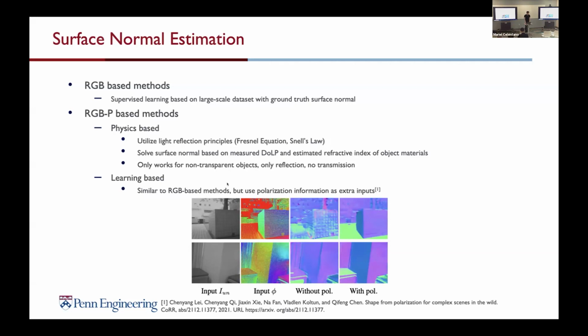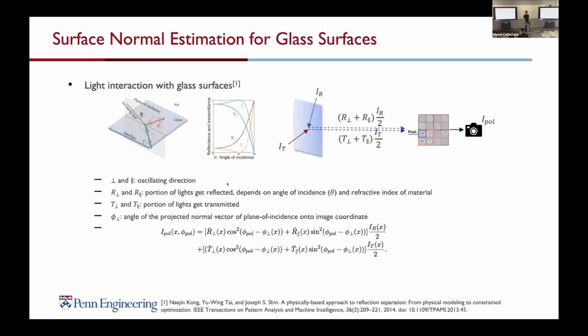There are also physics-based methods. They utilize the polarization principle. They utilize light reflection and solve the surface normal based on the degree of linear polarization and the refractive index of the object materials. But they don't work on transparent objects because they assume that there's only reflection intensity and no transmission intensity. Therefore, we need another way to solve glass surface normal estimation.